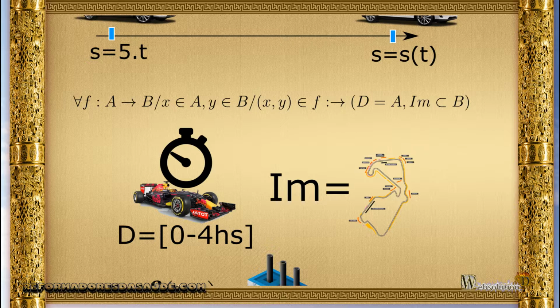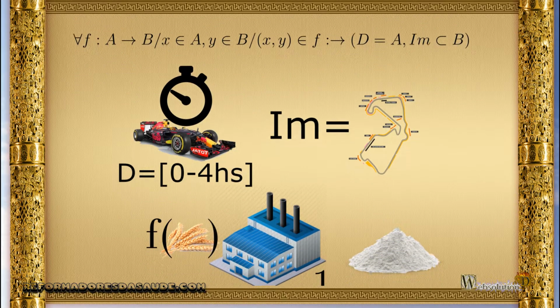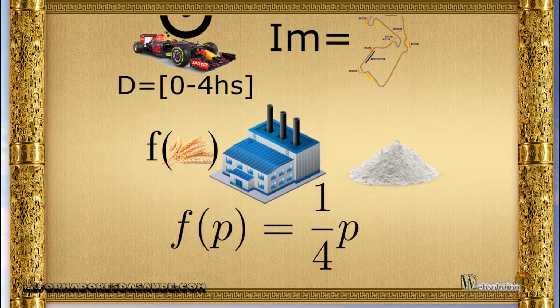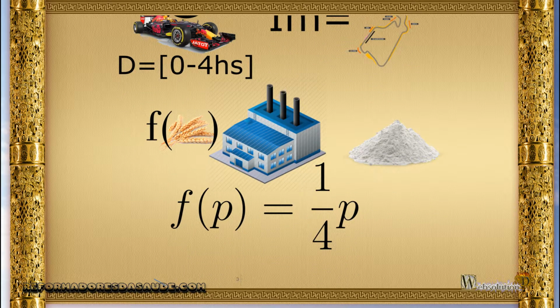But it can work for an industry. If the domain is the amount of wheat placed at the entrance, the image is the amount of wheat flour that leaves the industry. Let's say the function of the quantity of wheat is f of p, with p being the weight of wheat, equal to p divided by 4. So if 4 kilos of wheat enter, 1 kilo of flour will come out. So the 4 kilos of wheat is the domain, and 1 kilo of flour is the image. In this way it is possible to control an industry.